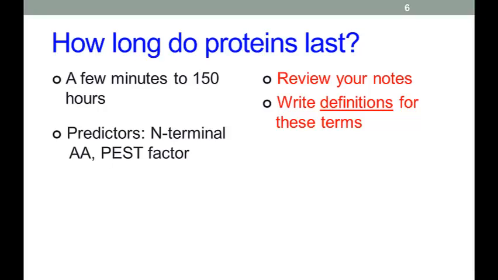How long do they last? Some last quite a long while, hemoglobin, for example. Some last only a few minutes. There are predictors: N-terminal amino acid presence and presence of something called a PEST factor. So I'll review your notes and again write definitions for these terms. In particular, make sure you can identify an N-terminal amino acid and you know what the letters PEST stand for. They aren't always obvious, as you may remember, especially not the E.